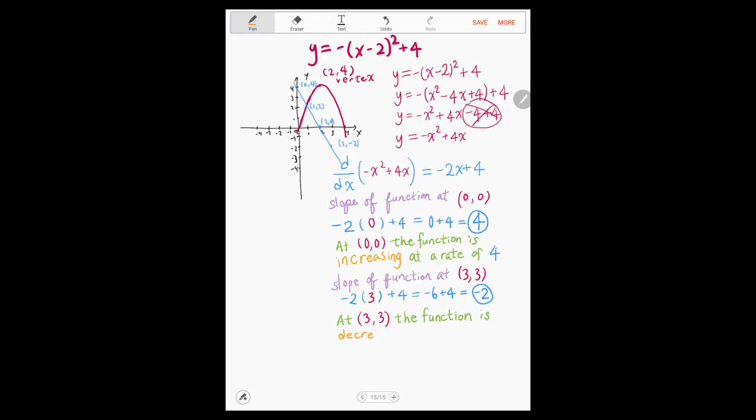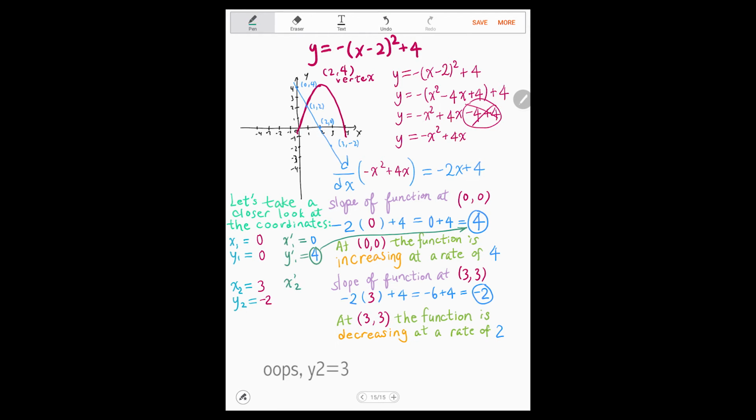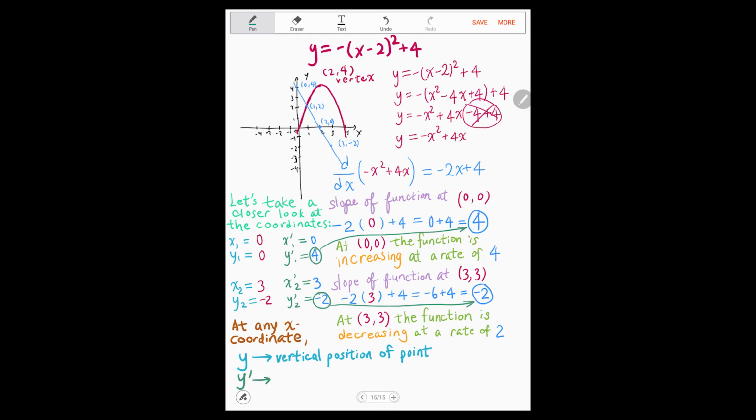Now let's take a closer look at the coordinates. For y equals negative x squared plus 4x, x1 equals 0, y1 equals 0, and y prime equals 4, which is the slope that we found for the quadratic function at (0, 0). Similarly, when x equals 3, y equals 3, and y prime equals negative 2, which is also the calculated slope of the graph at that point. So to sum it up, at any x coordinate, y gives the vertical position of the point, and y prime, or the first derivative, gives the slope of the function at that x coordinate.